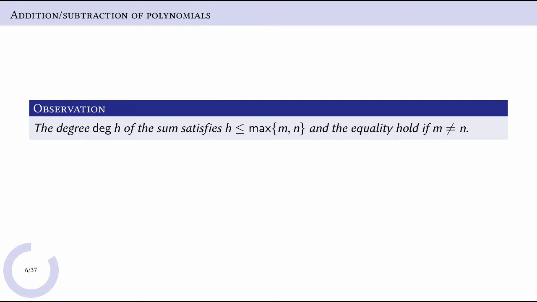Observe one more thing, that if the degrees of the two polynomials differ, then of course the degree of the result is the maximum of the two. If they are the same, then the leading terms of the two polynomials can cancel each other, so it is possible that the degree will be smaller than the maximum.